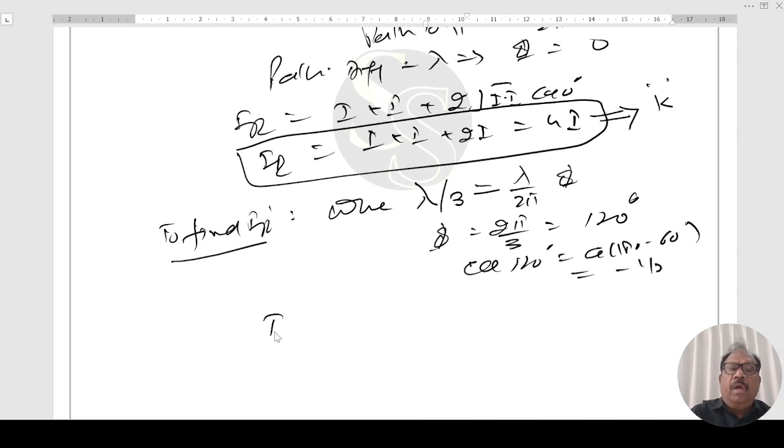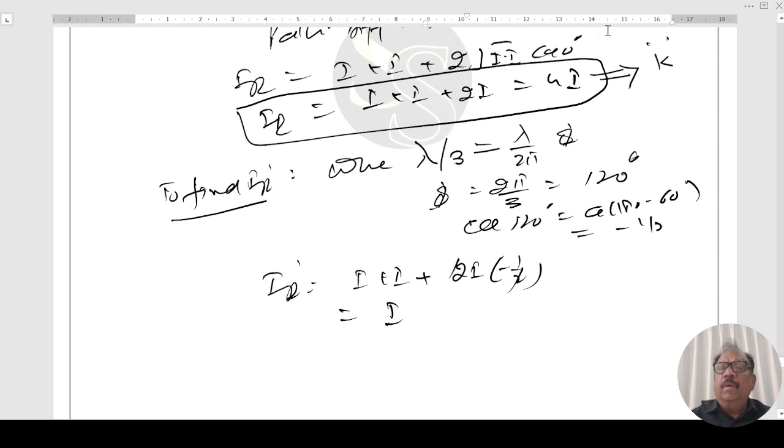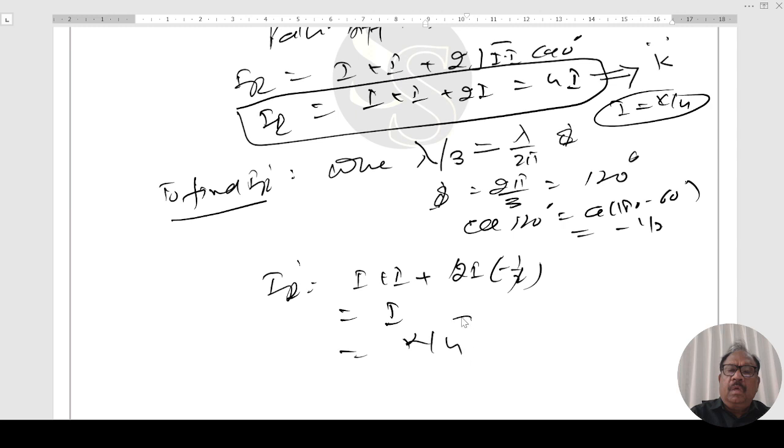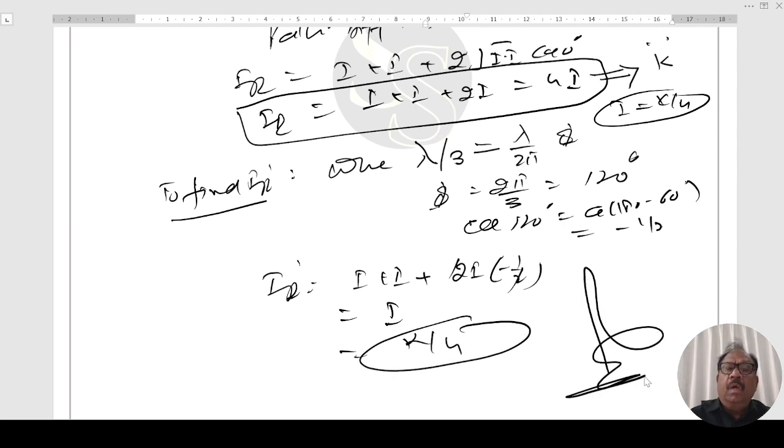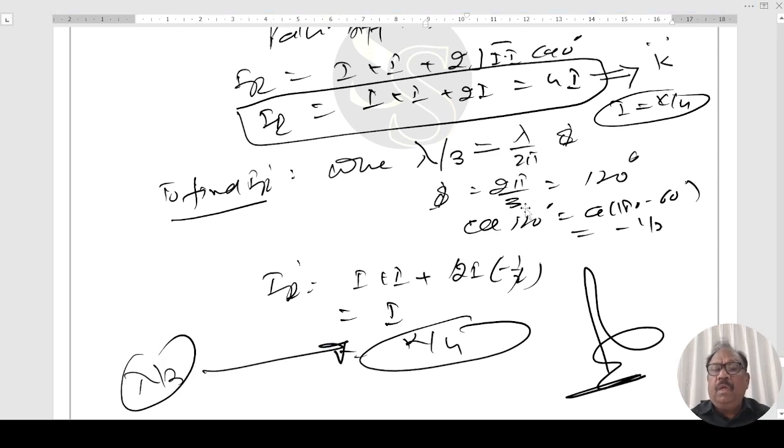Therefore, IR comes out to be I plus 2I into minus 1 by 2. That is I. Now, I equal to what here? I is equal to K by 4. So the resultant intensity will be K by 4. This is the answer. Intensity corresponding to path difference lambda by 3 will be K by 4. Right? Next question.